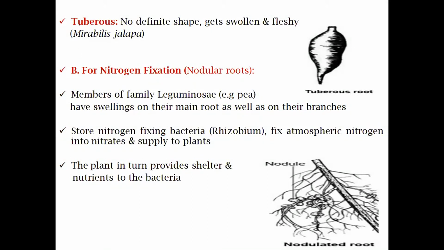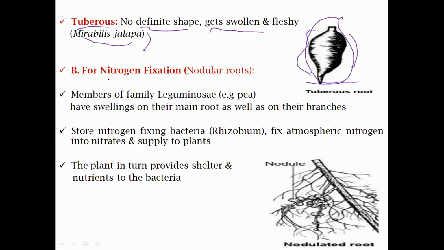Next one is tuberous root, and in this kind of root no definite shape is found. It gets swollen and fleshy. It is found in Mirabilis jalapa, four-o'clock plant. So you can see here, this is tuberous root. It is swollen and fleshy, but it has no definite shape.